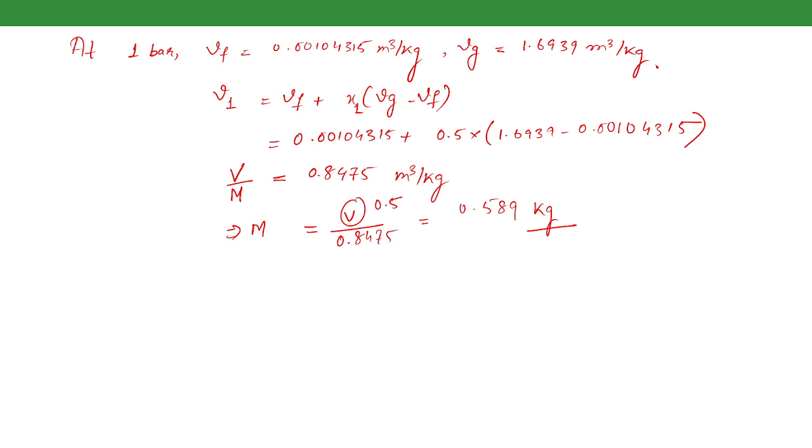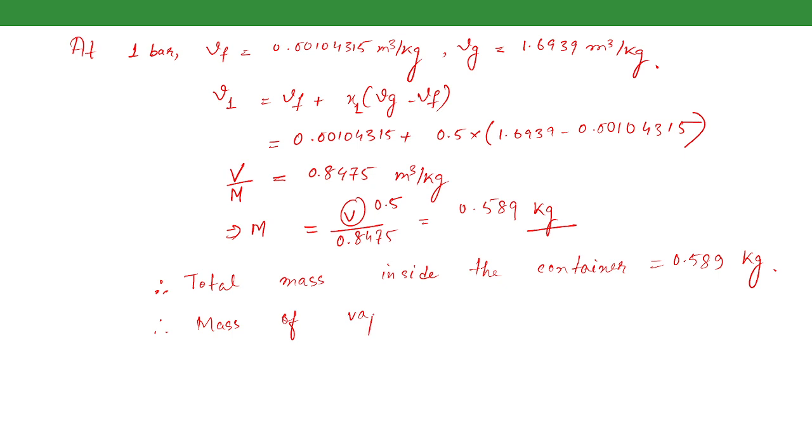The total mass inside the container is 0.589 kg, and therefore the mass of vapor inside the container at stage 1 is equal to x1 multiplied by m. Let me denote it as small m.